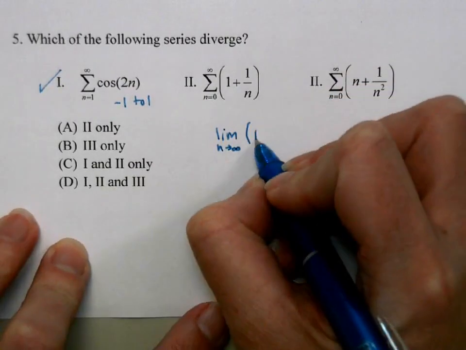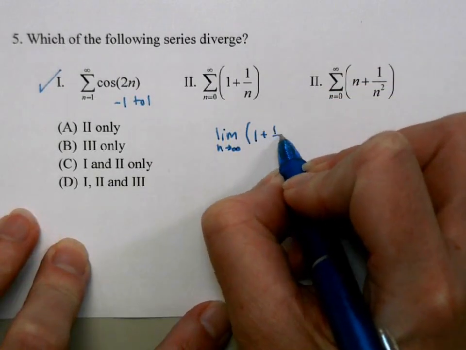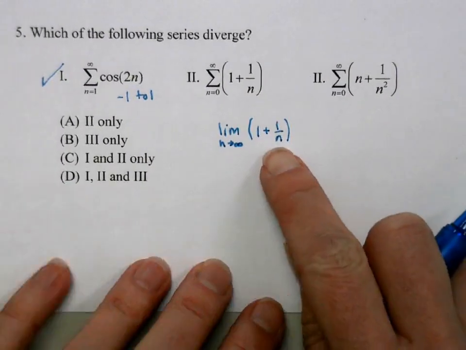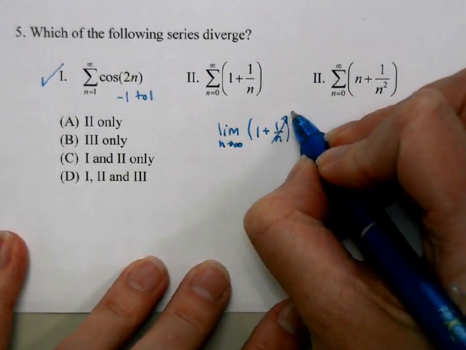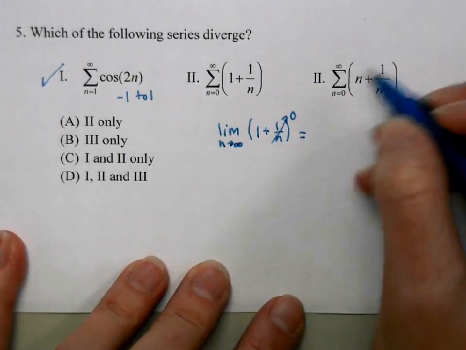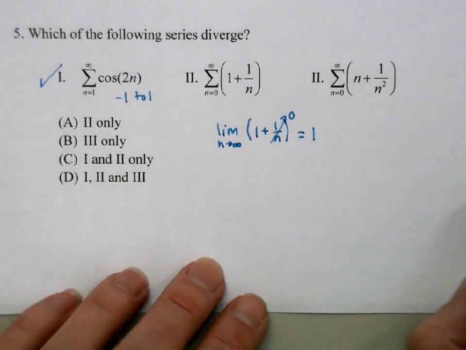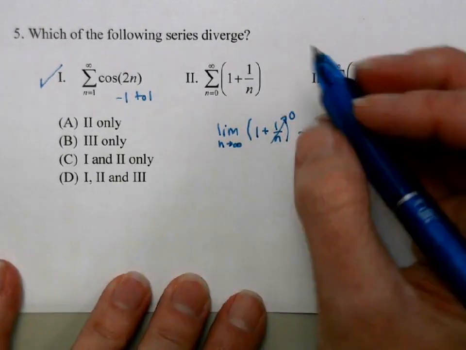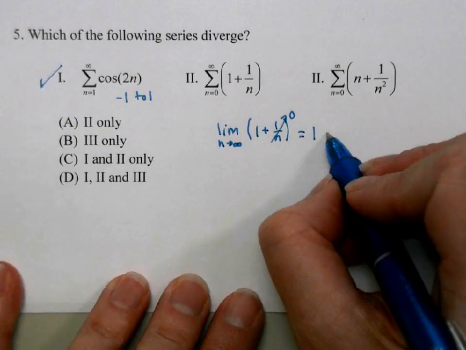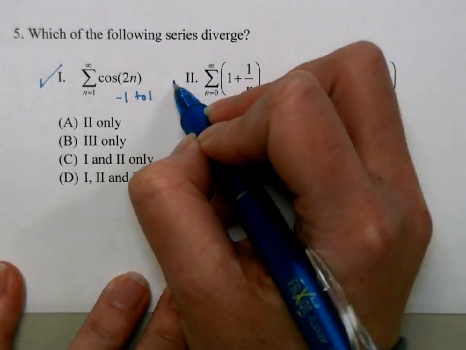Okay, this one, if I look at the limit as n goes to infinity of 1 plus 1 over n. Well, this piece here is going to go to 0. But we still have this 1. So the limit is 1, which means we're adding 1 infinitely, which means this does not equal 0.